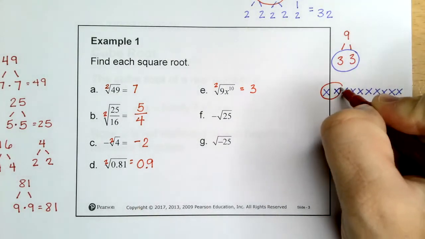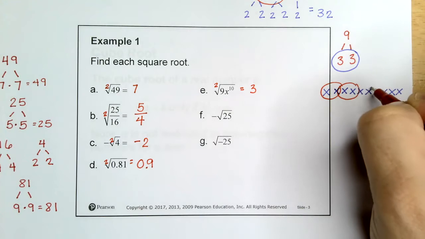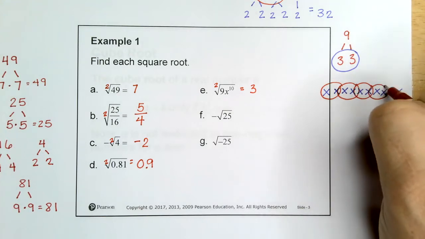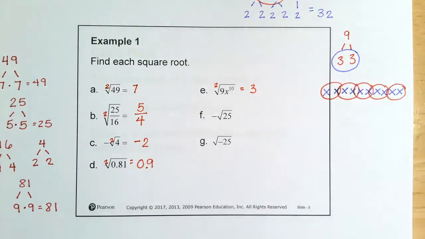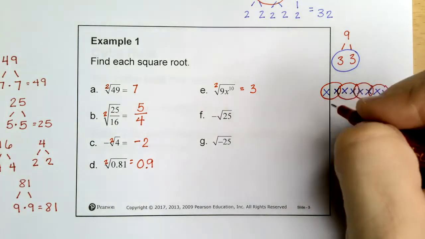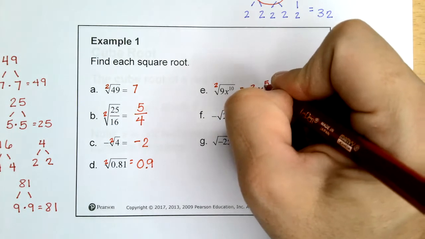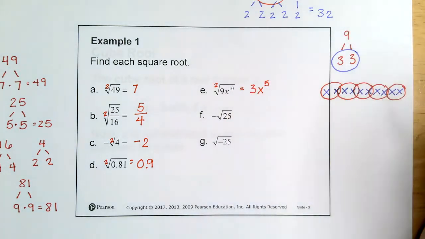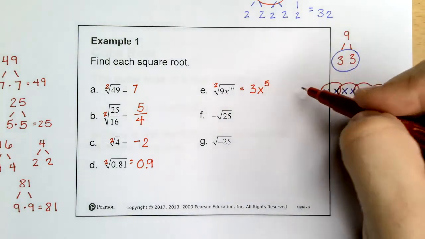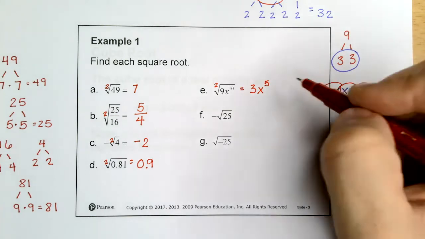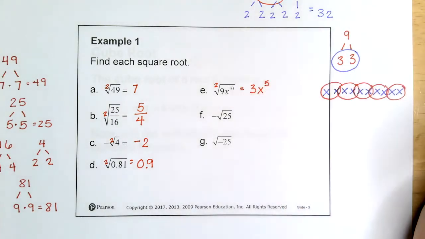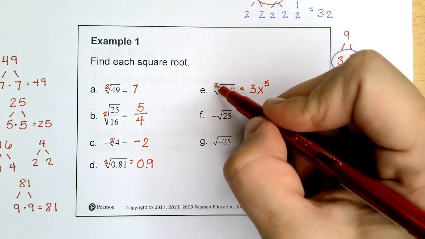So here are 2 x's, right? How many groups of 2 x's can I get out of 10? It's 5, right? 1, 2, 3, 4, 5. So I can find 5 groups of x, so it's 3x to the 5th. I can also just take this number and divide it by this.